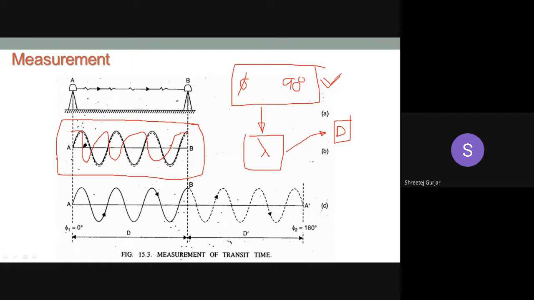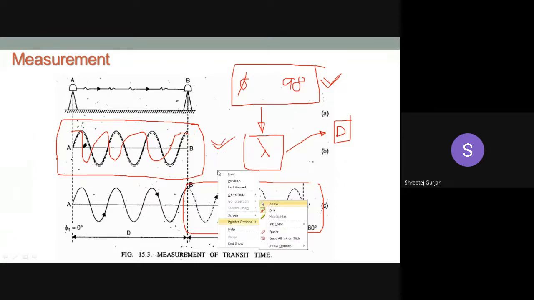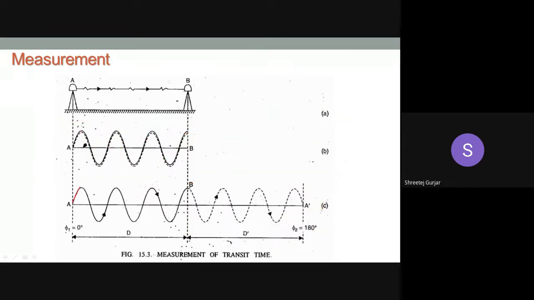Okay. So what this diagram is showing is nothing but the same diagram B. Here, this is the transmitted wave. And then from B to A, this is the reflected wave, right? That is shown here as a continuation. So D and D dash: D plus D dash will give you the total distance traveled by the wave.